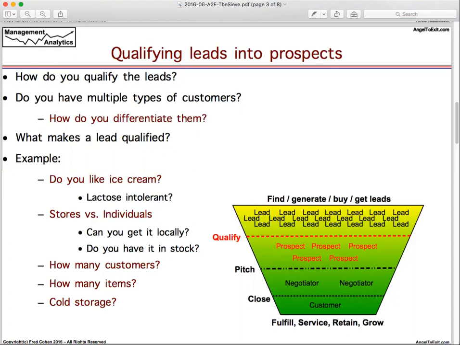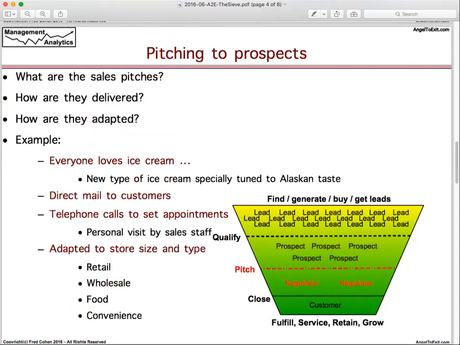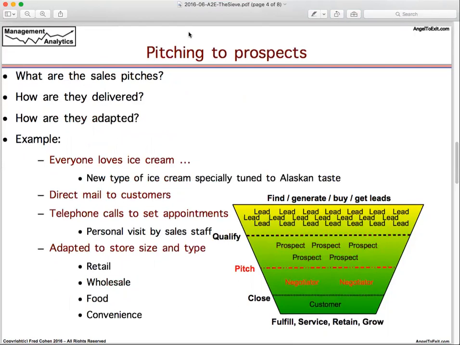You also might want to individualize, stores versus people that aren't stores. You might want to sell to stores so that they can retail it to the people that live there instead of selling direct to individuals. And so you might differentiate by asking if you can get it locally, or do you have it in stock? And then you want to know how many customers, how many items are you going to likely want? Is cold storage an issue, and so forth? Do you have cold storage? Those are the typical things you might want to do to qualify a lead to make sure that they'll fit into your model and not be too expensive or difficult to operate with.